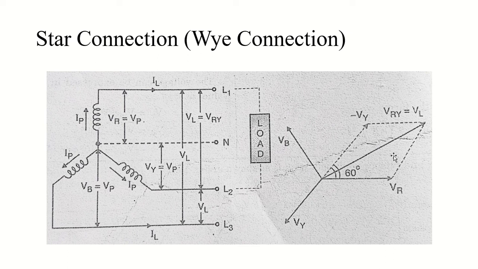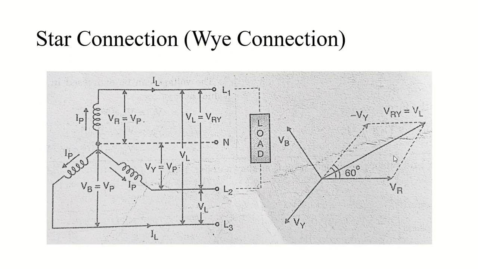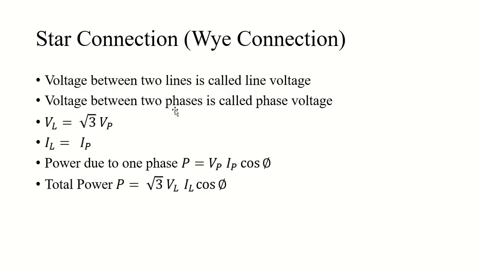So always remember, in a star connection, the voltage between two lines is called line voltage. The voltage between a phase and neutral is called phase voltage. We can see here as well, between two lines and between phase and neutral, right?